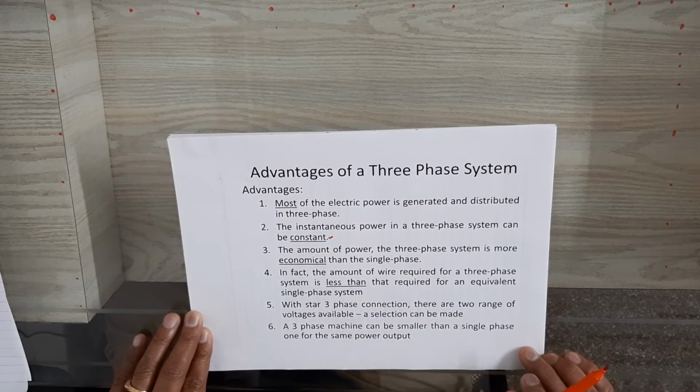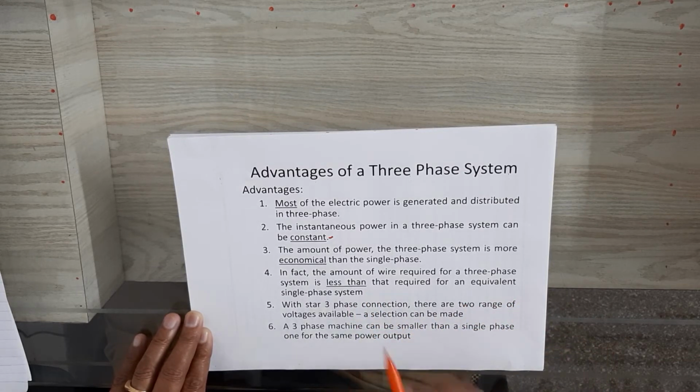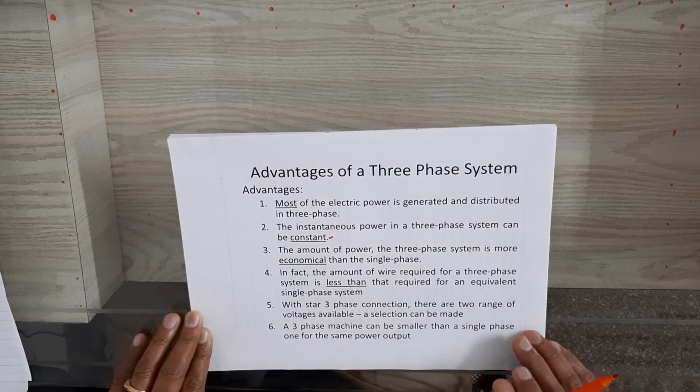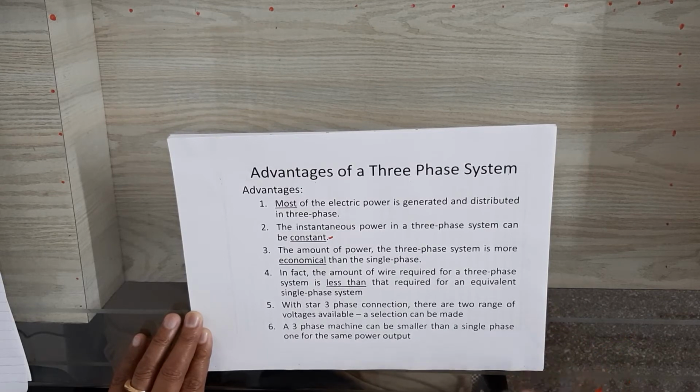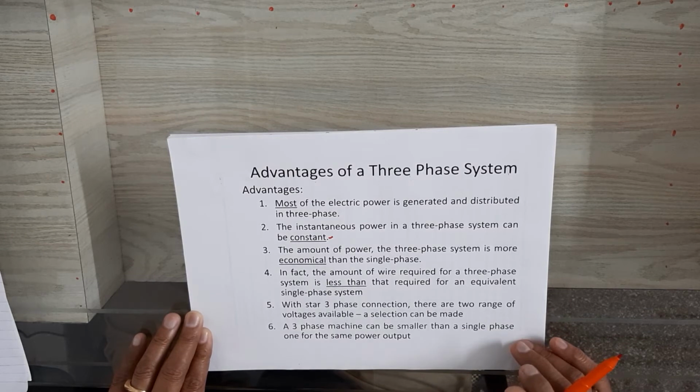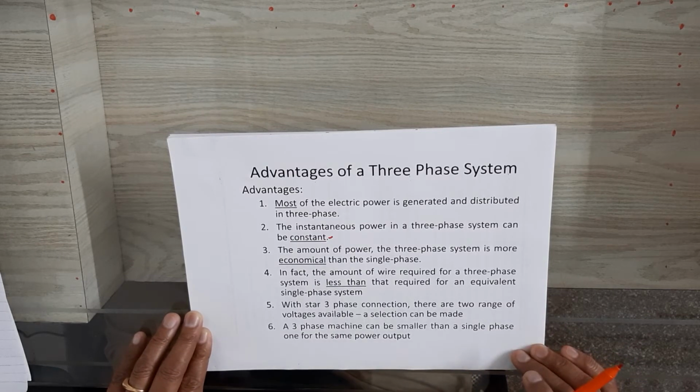In fact, the amount of wire required for a three-phase system is less than that required for any equivalent single-phase system. If you are transmitting a power of 10 kVA with single phase, it requires three such systems having 6 wires, and the cost is increasing. The same 10 kVA can be transmitted with only 3 wires or 4 wires.